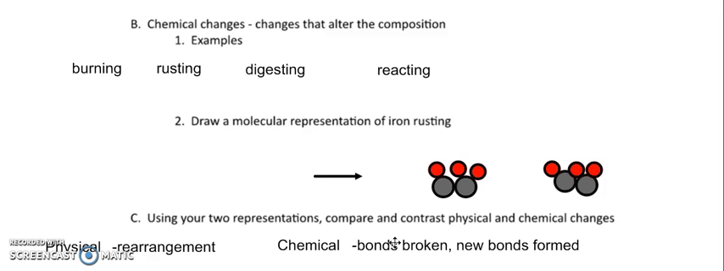So physical, again, is just rearranging them. Maybe you're flattening them, hammering them out in sheets. Maybe you're just making them into a wire, or just, you know, spraying them apart. That's a physical change. Chemical, you're breaking bonds. All right, so let's see what's up next.